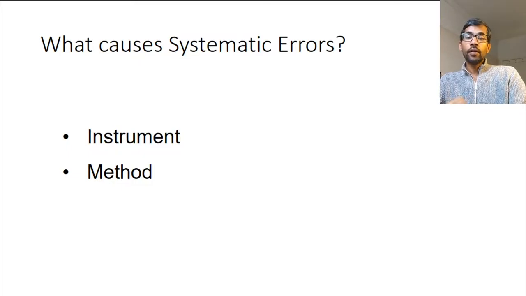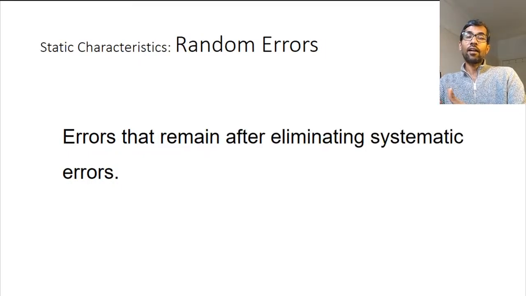So both of these could contribute to systematic errors. Random errors, on the other hand, are errors that remain after we eliminate all systematic errors. Okay, so let's say we have detected systematic errors and we have eliminated all the systematic errors. There are some errors that are going to remain, and we are not able to eliminate them at all, and they do not have any predictable quality about them. They are random, and so these errors are called random errors.